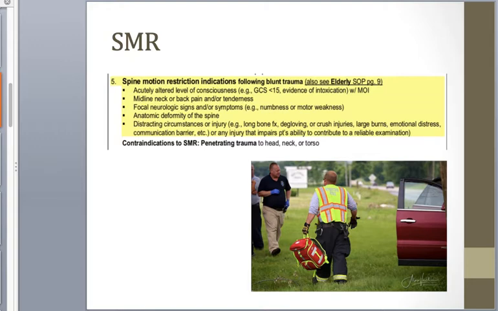Midline neck or back pain or tenderness, focal neurological signs or symptoms, numbness or motor weakness, anatomic deformity of the spine, distracting circumstance or injury, so a long bone fracture, a degloving or crush injury, a large burn, emotional distress, communication barrier, etc., or any injury that impairs the patient's ability to contribute to a reliable exam. Contraindications to spinal motion restriction is penetrating trauma to the head, neck, or torso.